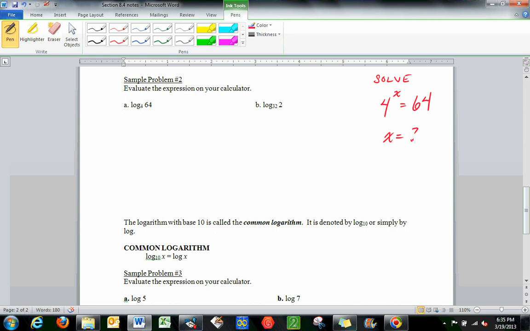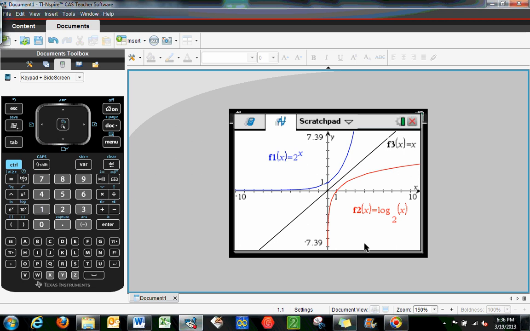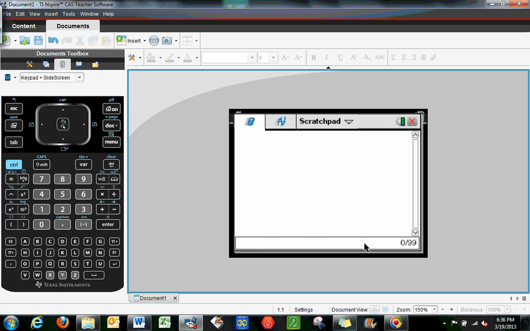But simply speaking, if we actually rewrote this as a log, in essence what we have is this. Log base 4 of 64 is equal to x. And then we can use our calculator to figure out what x is equal to. So I'm going to go to my calculator and let's go back to the calculator part and let's see how we're going to do this.